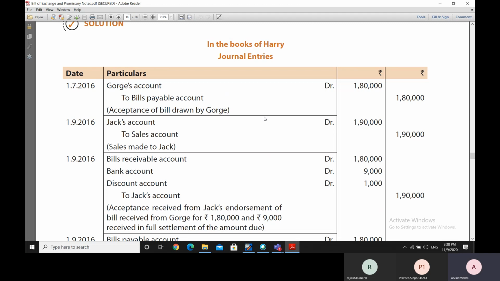Now Harry makes a sale to Jack, because Jack makes a purchase from Harry. So therefore, Jack's account will be debited for 1,90,000 rupees, and the sales account would be credited because there is a credit sale being made of 1,90,000 rupees by Harry to Jack.